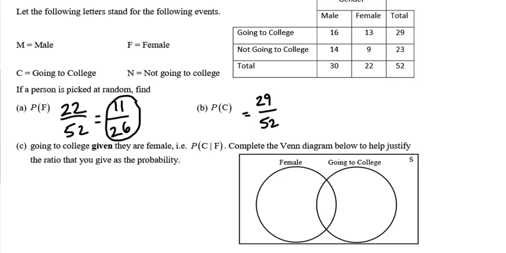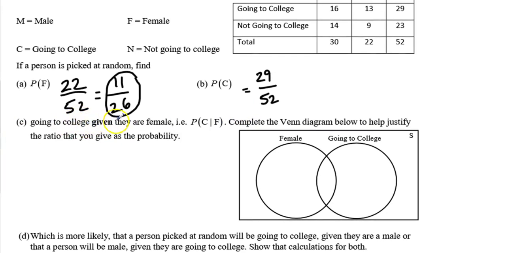Now, this is the new material here. Given that they're female, what's the probability of going to college? Okay, so this is a conditional probability, and the notation here, you're going to want to make note of. The notation here is a vertical line. So this is read, the probability of going to college given that they're female. Okay, so that's those words right there.